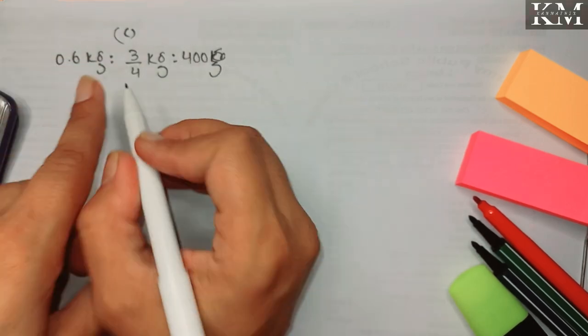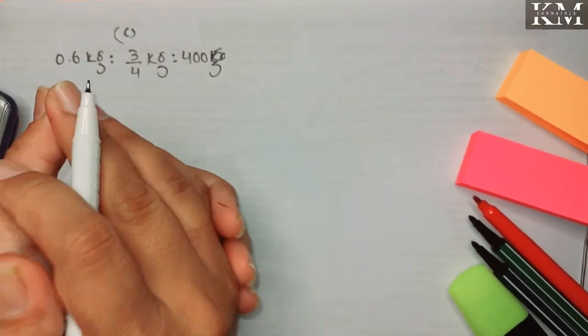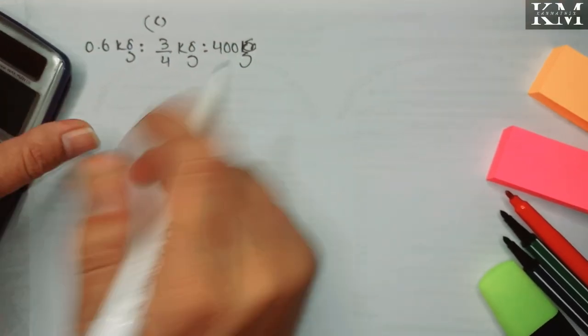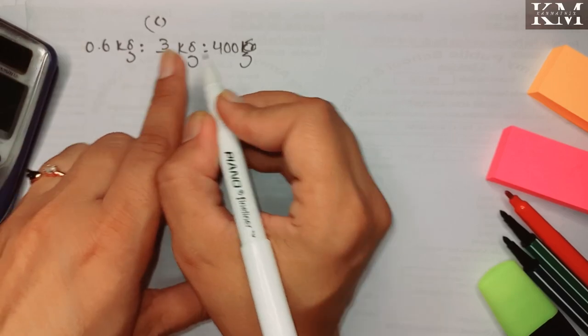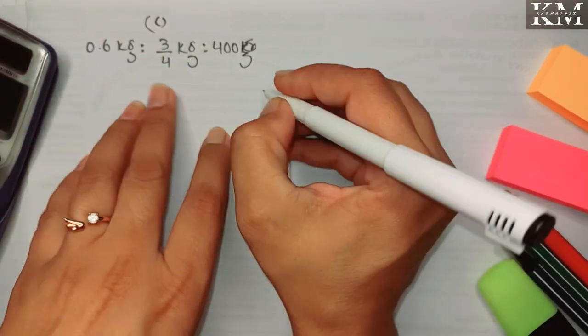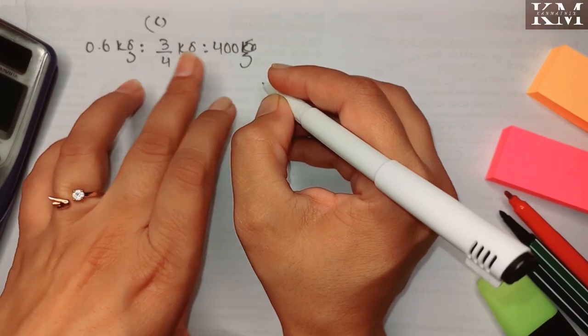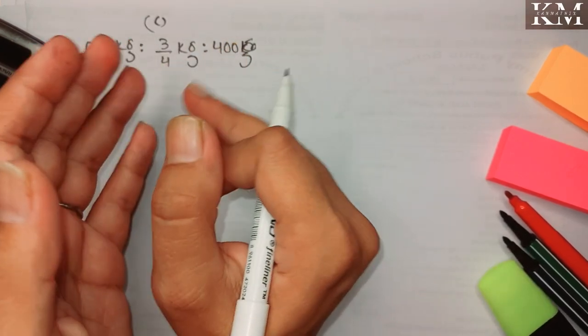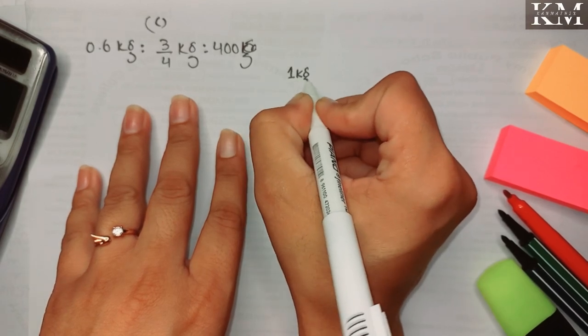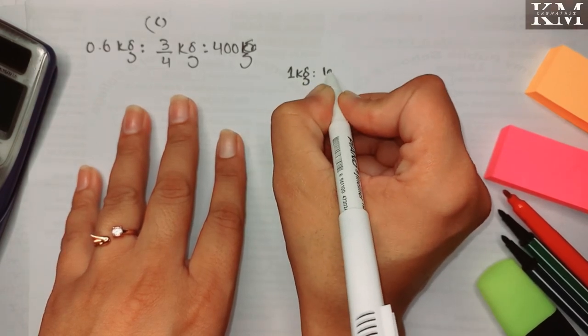The unit is also different, like kilogram, kilogram, gram. So what we have to do is first make the unit the same. ठीक है, हम सबसे पहले इसकी unit same कर लेते हैं before simplifying. ठीक है, so kilogram, gram, kilogram and gram. We can convert kilogram into gram. You know it, 1 kilogram equals 1000 gram.